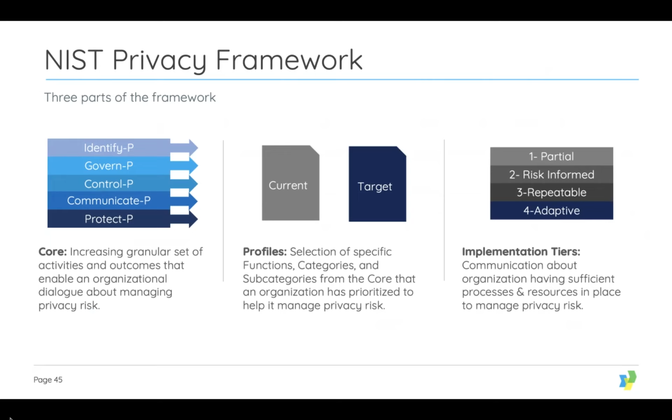You define what you want to achieve, you see where you are, and then based on the gaps you assign your resources as to what you want to achieve in what span of time, and you make a project plan to achieve those requirements in that span of time, right? And of course it will help you to implement and come to a maturity level. One may be partial, second is risk informed, third is repeatable, and fourth is adaptive. So this is a high level framework that you can use to implement privacy in your organization.